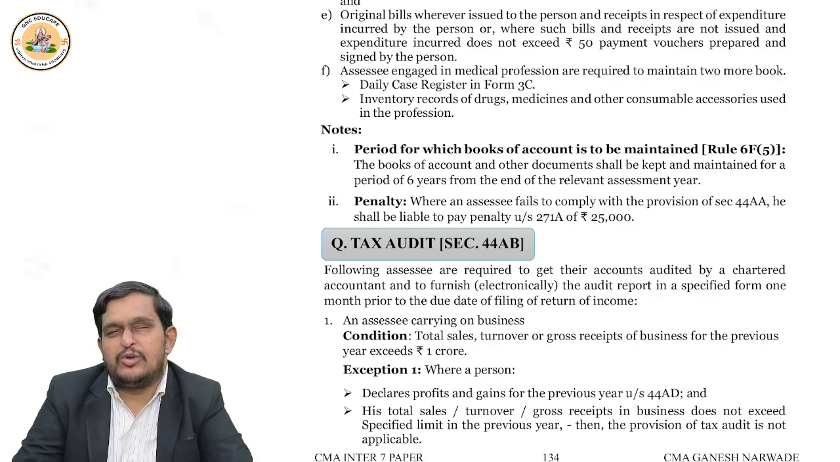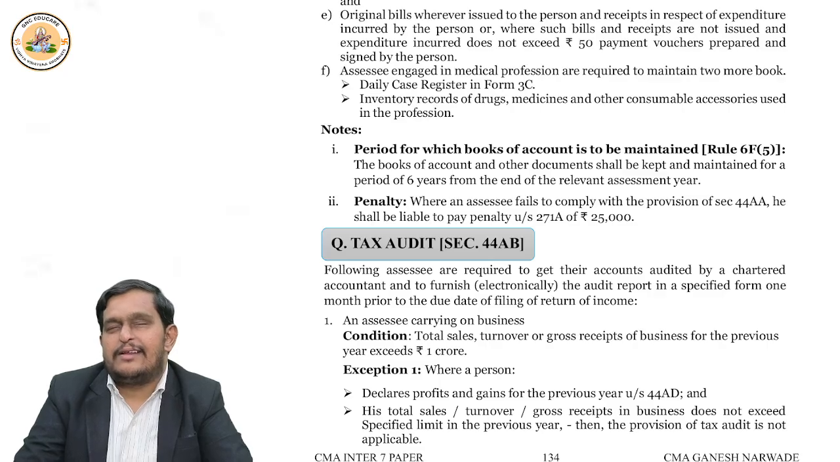Now you may say consumable accessories. They are consumed for treating the patient, correct? Consumption doesn't mean going to a pani puri bandi and eating something, right? Consumption can be for treatment also. So you have to maintain that also, right? But how much time should you maintain it? The answer is you should maintain all these records for up to 6 years.